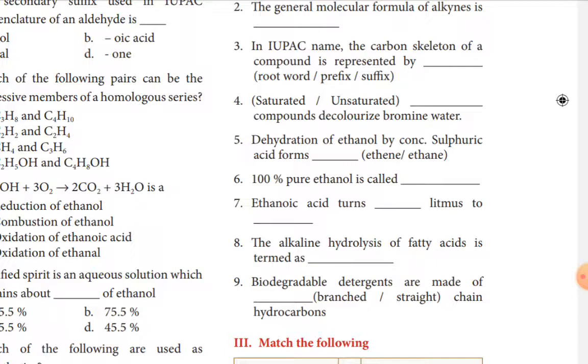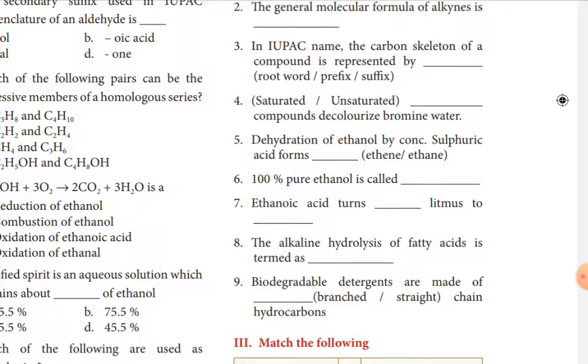Then 100% pure ethanol is called absolute alcohol. Then ethanoic acid, an acid, normally turns blue litmus to red. So ethanoic acid turns blue litmus to red. Then the alkaline hydrolysis of fatty acid is termed saponification.